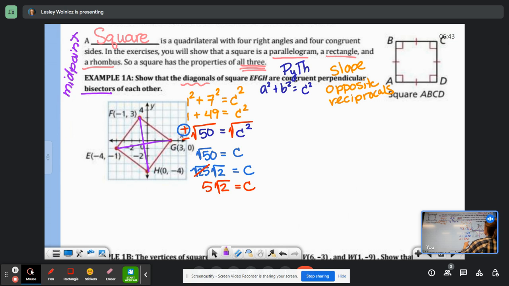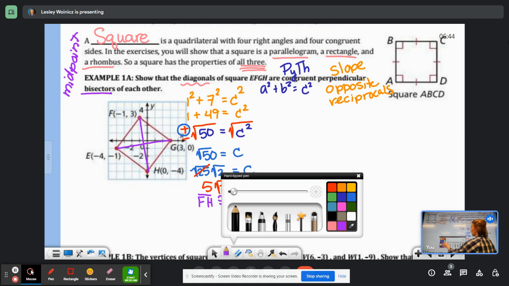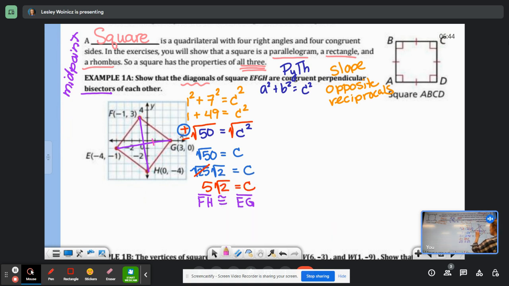So I can say FH is congruent to EG. I'm not going to mark it on the picture right now because where I would put the tick marks is over here or here, and that just looks confusing, like only one of those little baby segments are congruent. So I'm not going to put tick marks right now.